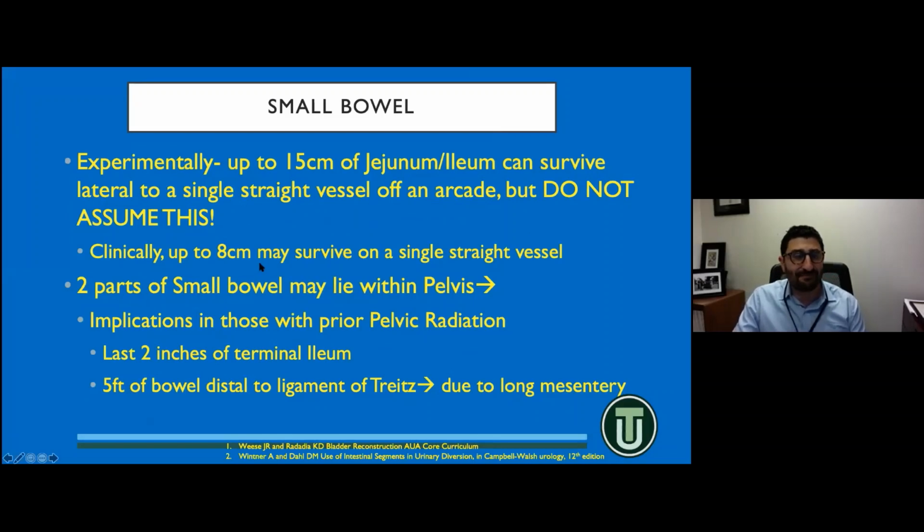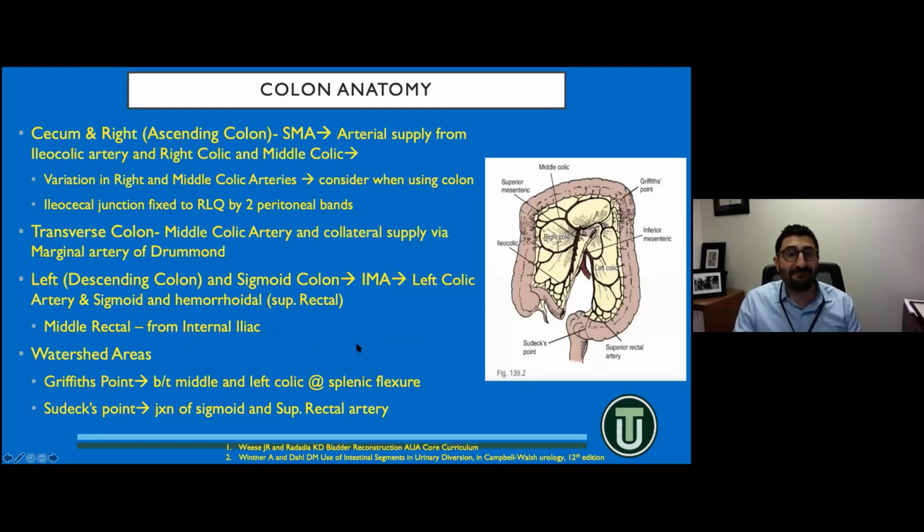Importantly, there's 2 parts of the small bowel that may lie within the pelvis, which has implications in patients who have whole pelvic radiation. The last 2 inches of the terminal ileum may be exposed to pelvic radiation, as well as about 5 feet away from the ligament of Treitz has a long mesentery and may also be exposed as well to pelvic radiation.